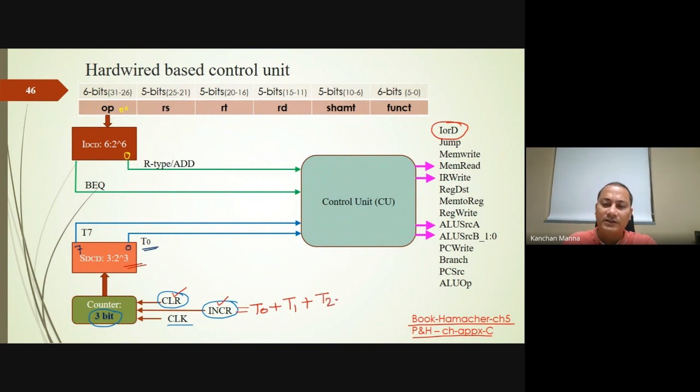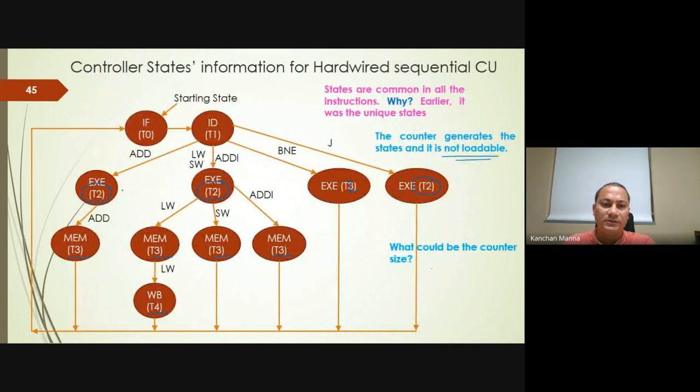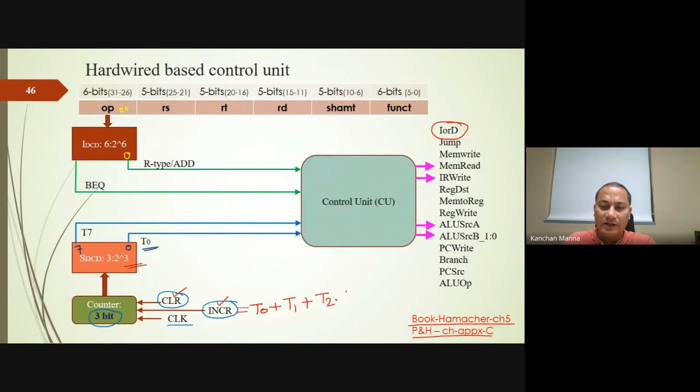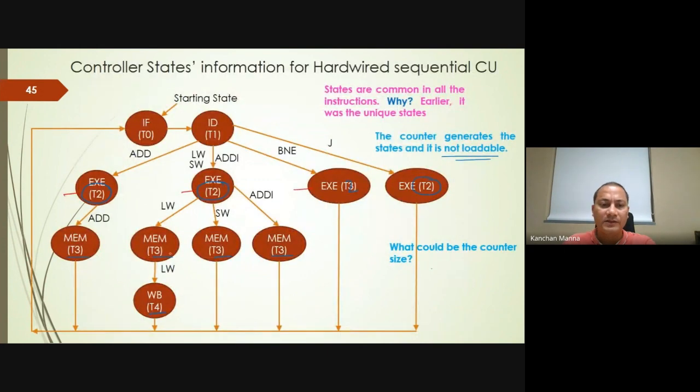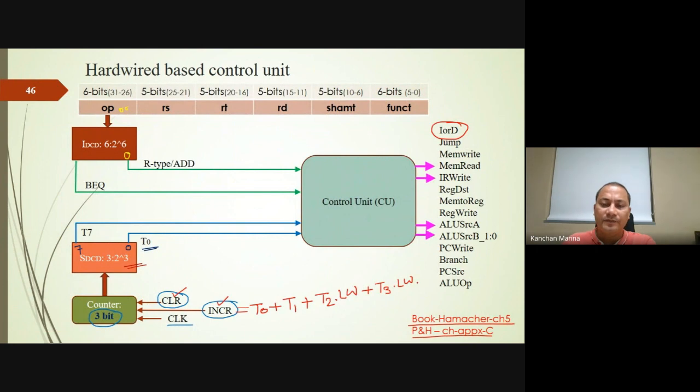T2 is set, and you can see many states. Now the same T2 applies, so we have to tell whose T2 it is. It is LW's T2. Similarly, we have to increment for T3 and LW. You see here, now it will increment, and then it will reach T4, and that time it is the last state of LW.